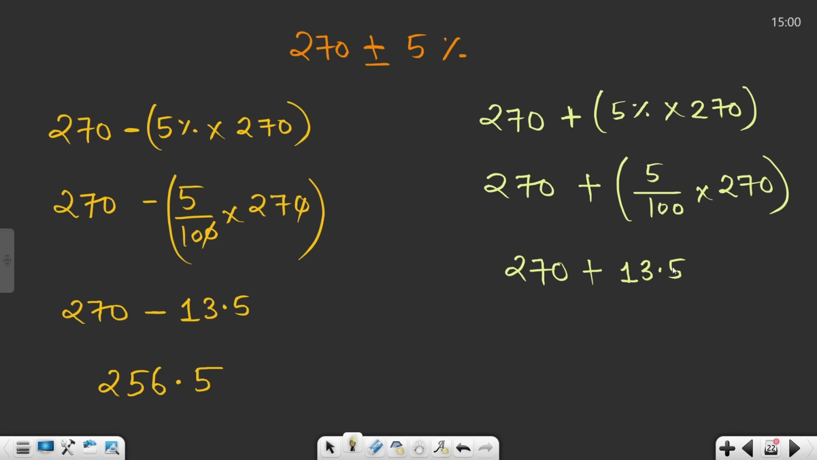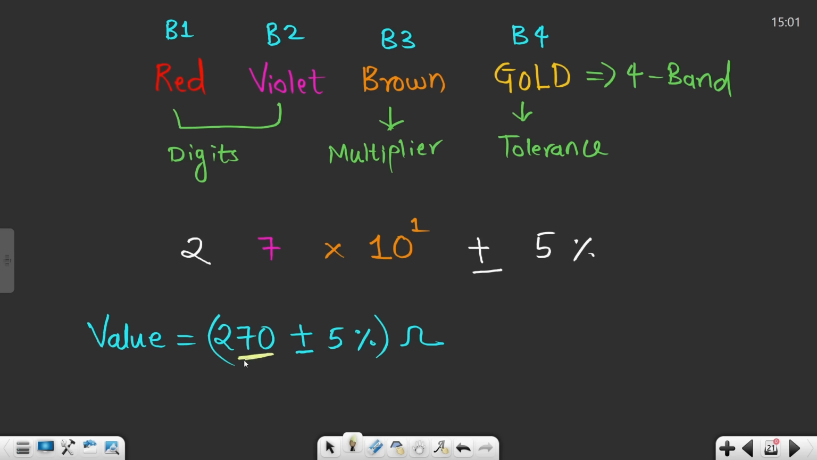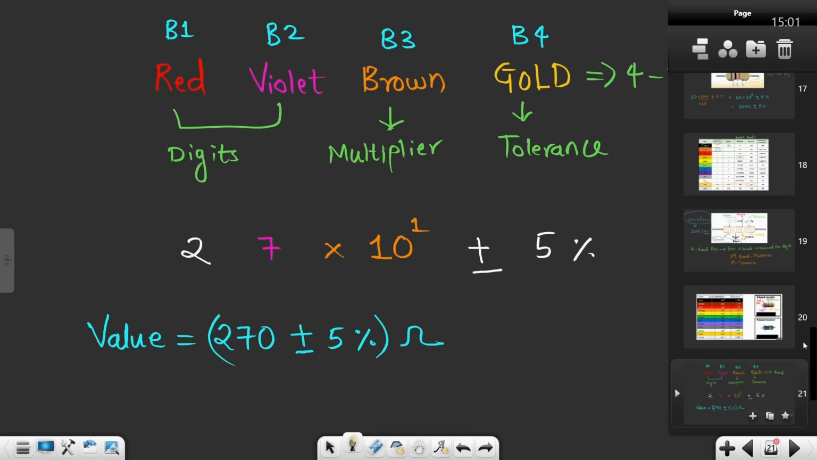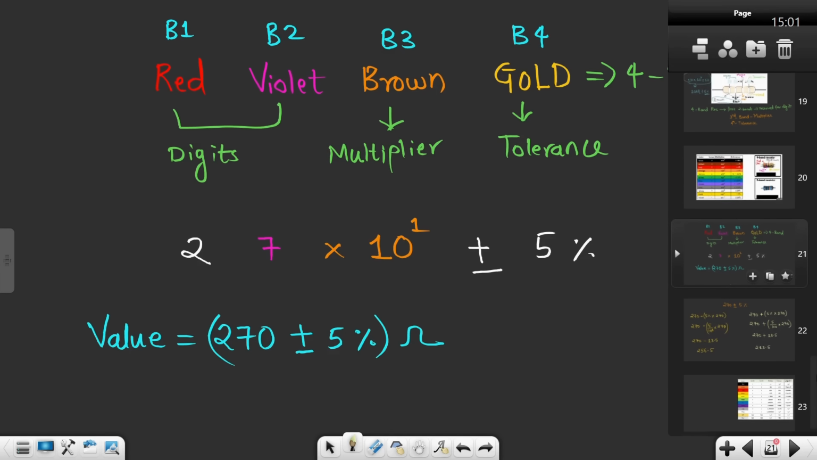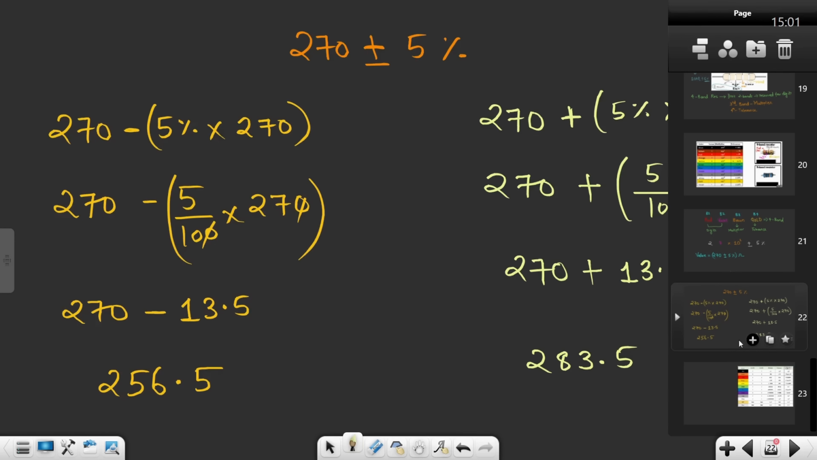13.5. So that becomes 283, right? So 283. So what exactly are these two values? Basically, in reality, you won't get the exact 270 ohms. Rather, you will get a specific range, right? So treat that particular resistor as a kind of error. Obviously, you won't get the exact value, but you will get a kind of range.